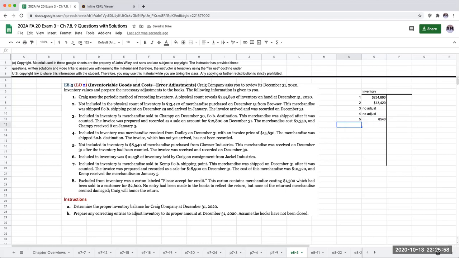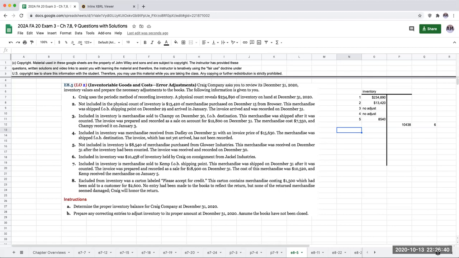Okay. Included in inventory was $10,438 of inventory held by Craig on consignment from Jackal Industries. Okay, so if it's on consignment, it means that I do not own it. So what I'm going to need to do here is reduce my inventory for this $10,438. Okay, so I'm going to reduce that. Consignment means that somebody is giving it to me to sell. Generally, I do not own it. I'm just holding it for them until I sell it, and then I'm going to take a cut of it. Okay, so that's number 6.